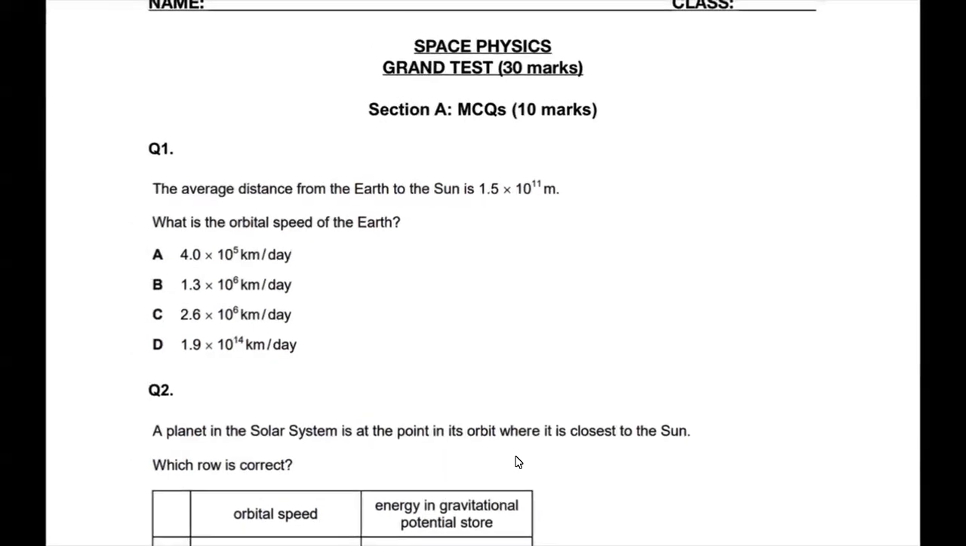For example, question number 1. The average distance from Earth to the Sun is given. What is the orbital speed of the Earth? If this is the distance, then this is the radius. And you know that the formula for the average orbital speed is 2 pi r over t. This is just r, so that's 2 pi.